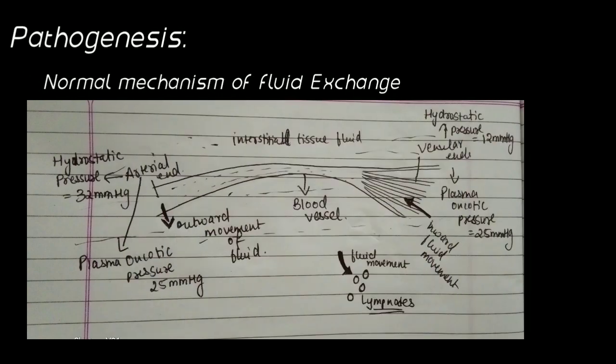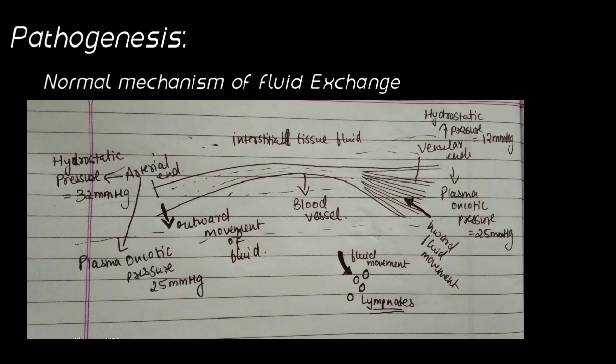Pathogenesis of edema. For knowing the abnormal mechanism of fluid exchange, we need to know the normal mechanism of fluid exchange, and for that we need to know two main terms, that is hydrostatic pressure and plasma oncotic pressure. Hydrostatic pressure is the pressure exerted by the filtrate on the walls of the vessels, and plasma oncotic pressure is the pressure exerted by the plasma proteins.